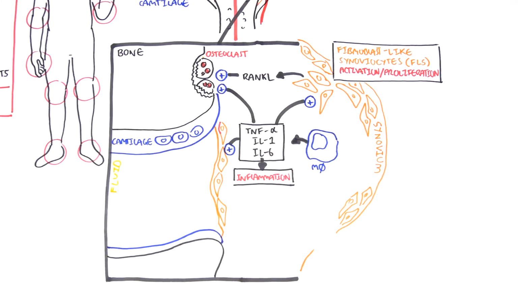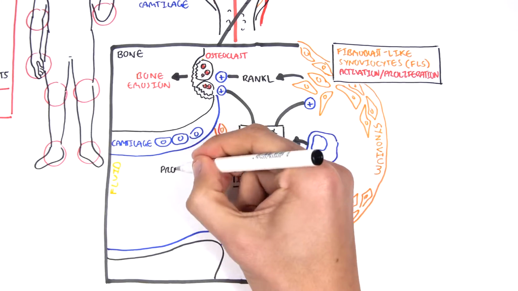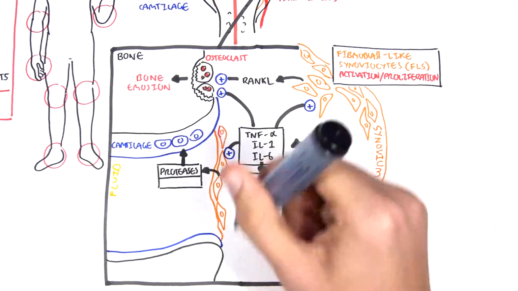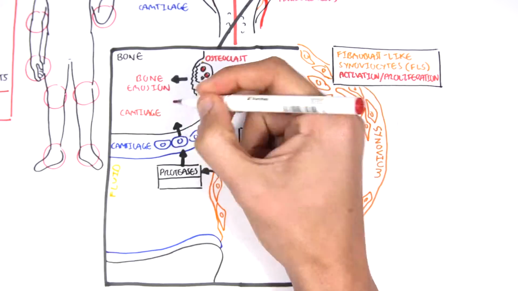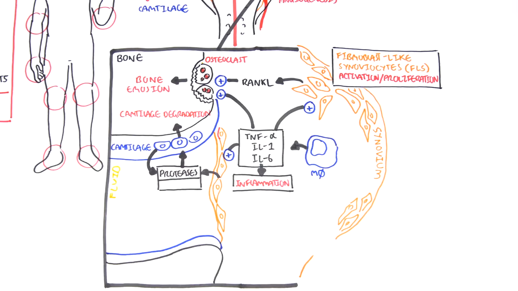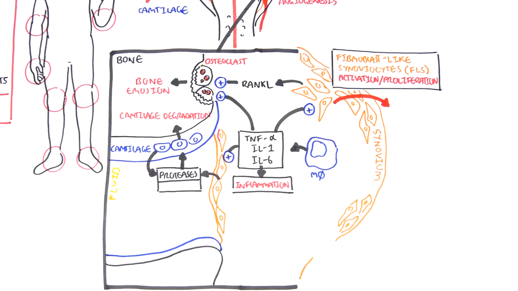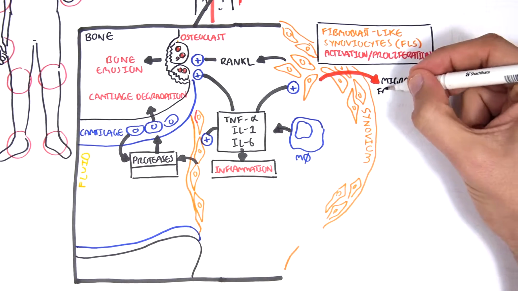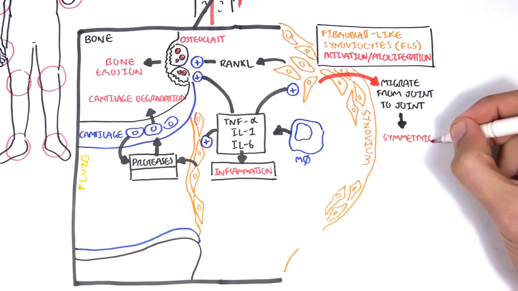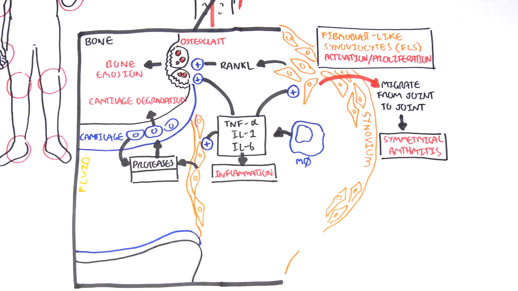When the fibroblast-like synoviocytes are stimulated and proliferate, they also begin secreting proteases. These proteases essentially cause the cartilage to break down, so we get cartilage degradation. And the cartilage also secretes proteases, and it's sort of like a feedback loop. Another interesting feature of the fibroblast-like synoviocytes is that when they're activated, they can actually migrate from joint to joint. So they can migrate from the hand joint on one side to the hand joint on the other. And this is why we get symmetrical arthritis in rheumatoid arthritis.